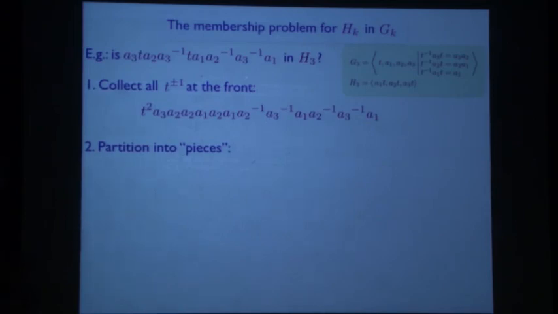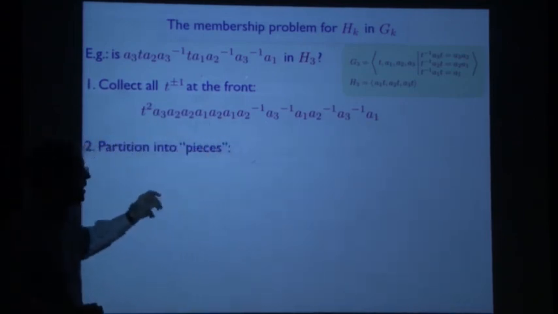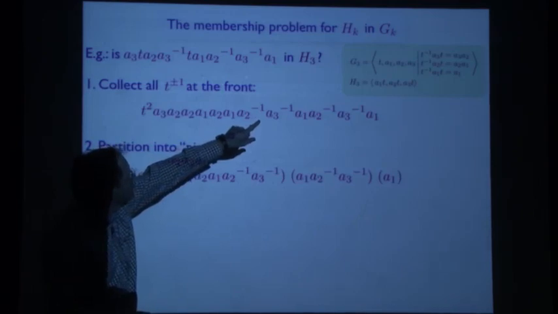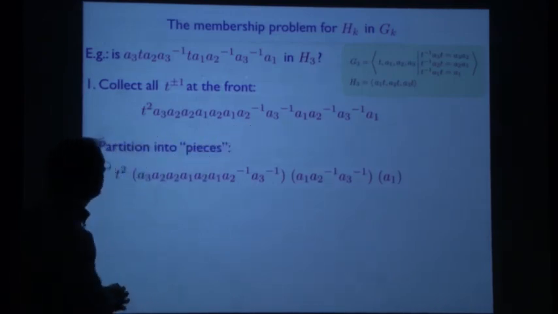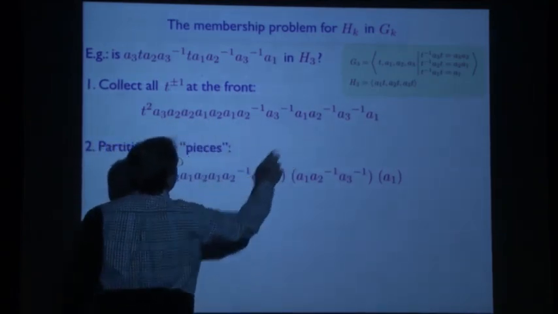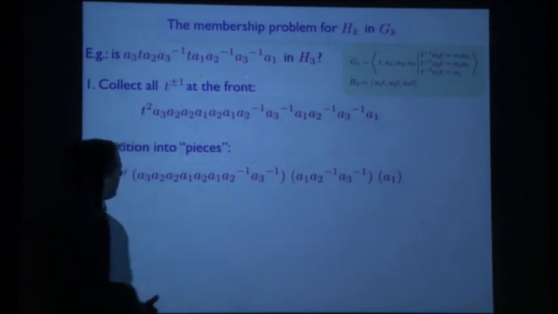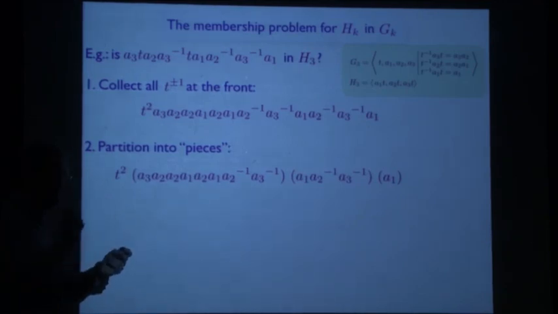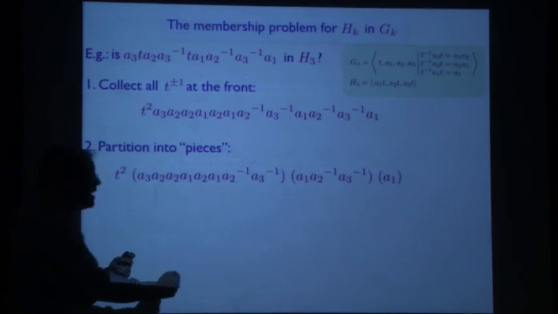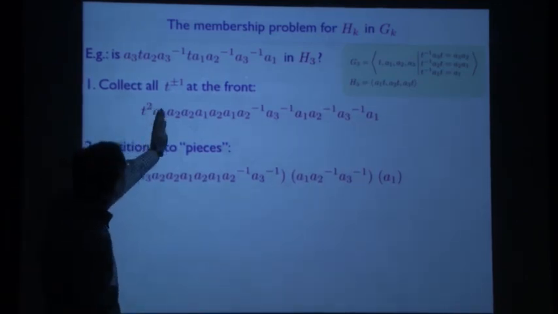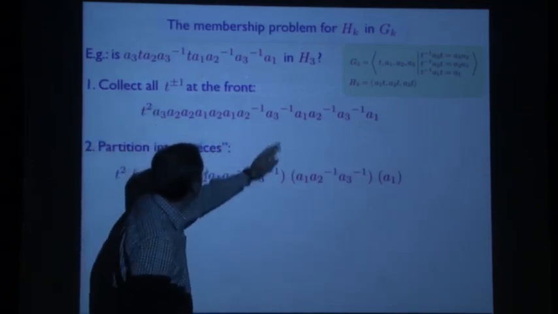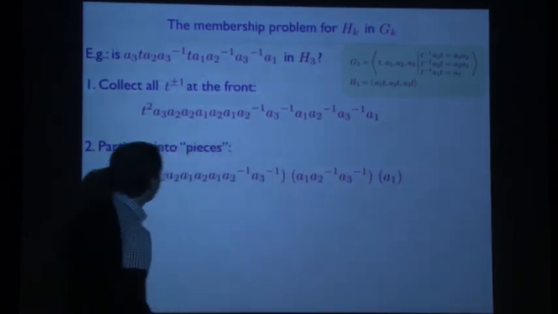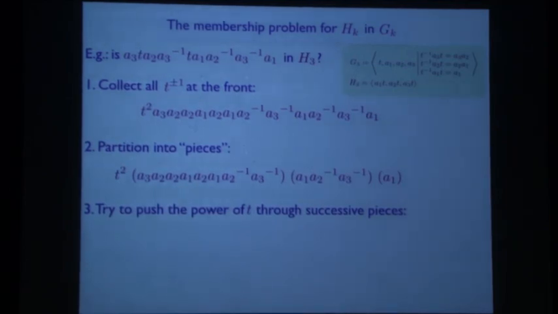Next, we partition this word into pieces. How this works is dictated by the locations of the A3s. A3 is the top rank letter here. We look at where the A3s and the A3 inverses lie in here. A piece is a maximal length subword that has the property that if it's got an A3 in it, that A3 is at the beginning, and if it's got an A3 inverse in it, that A3 inverse occurs at the end. So the first piece is that A3 up to that A3 inverse, and then the next one is up to that A3 inverse, and then the final piece is just an A1. Yes, it would be two pieces.